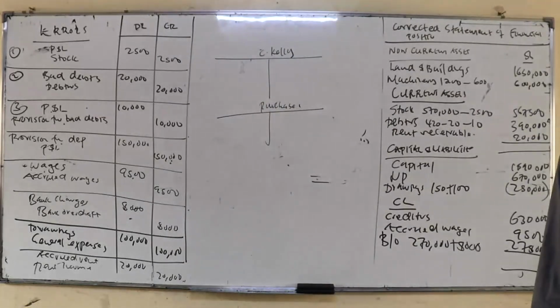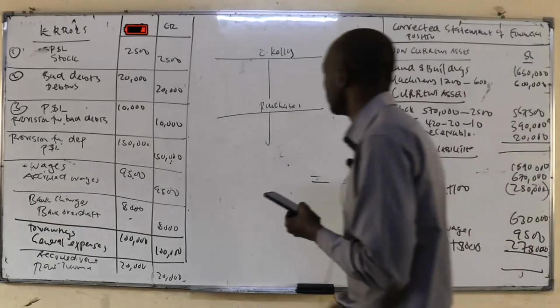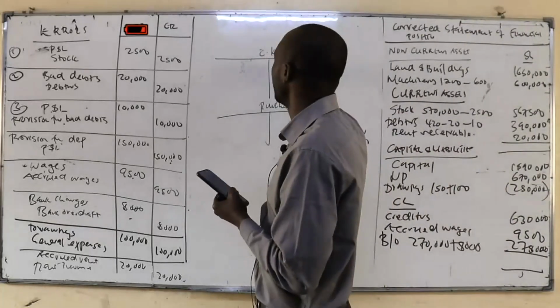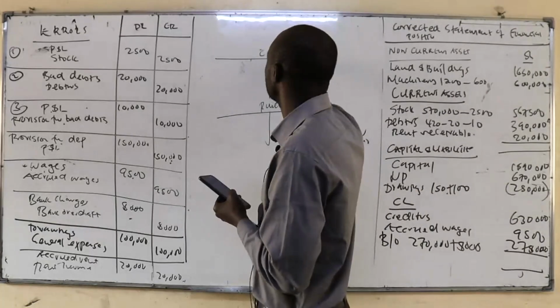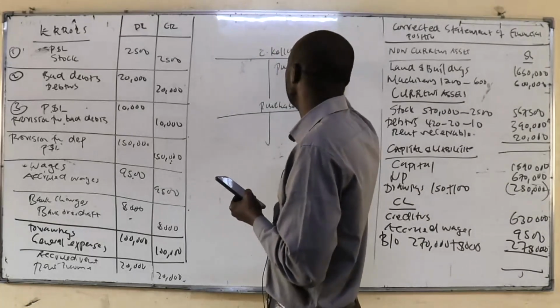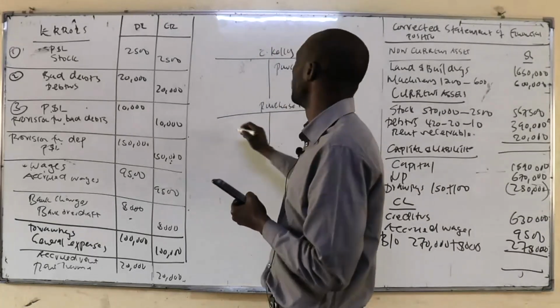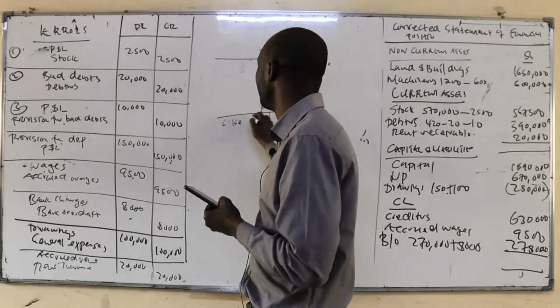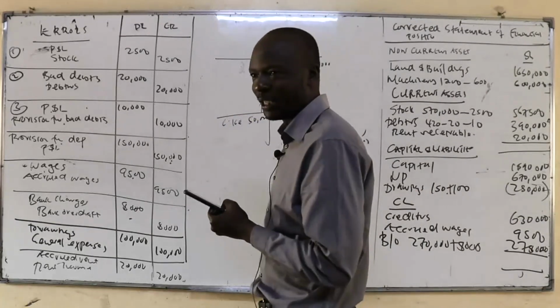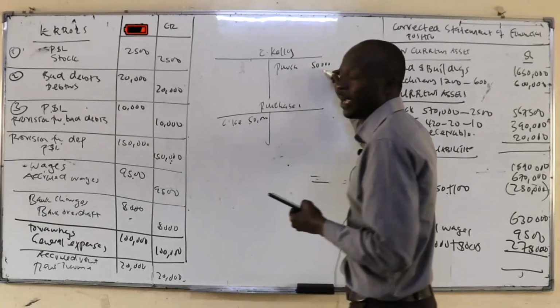Are we together? Number three, a transaction is posted correctly but with a different amount. You posted the transaction correctly but with a different amount. For example, here you purchase from C. Kelly, so you write here purchases. The correct amount is 5,000. But here you come and write C. Kelly, 50. Are you seeing? So here is 50 and here is 5.